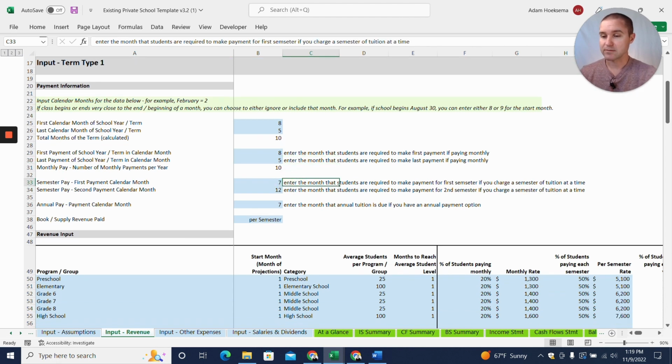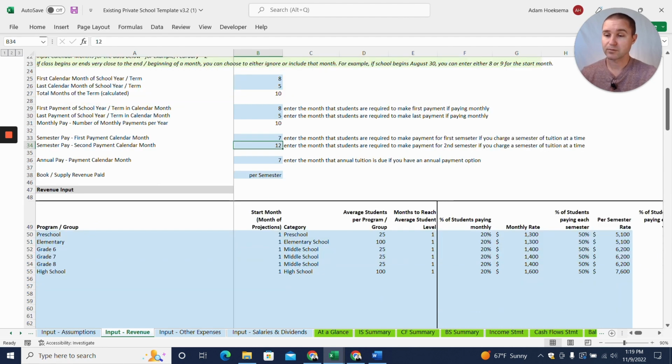Now we need to do the same thing for those that are paying by the semester. So we have the ability here to allow students to pay monthly, by semester, or annually. And so for the semester, we're saying, hey, students need to pay the first semester by month 7 and second semester by month 12. And then if they're paying annually, they need to pay the whole thing up front in month 7. So kind of before the school year starts, right?